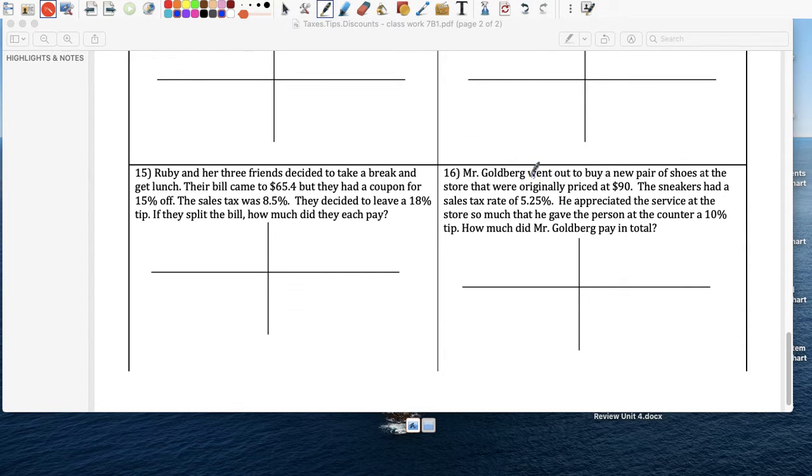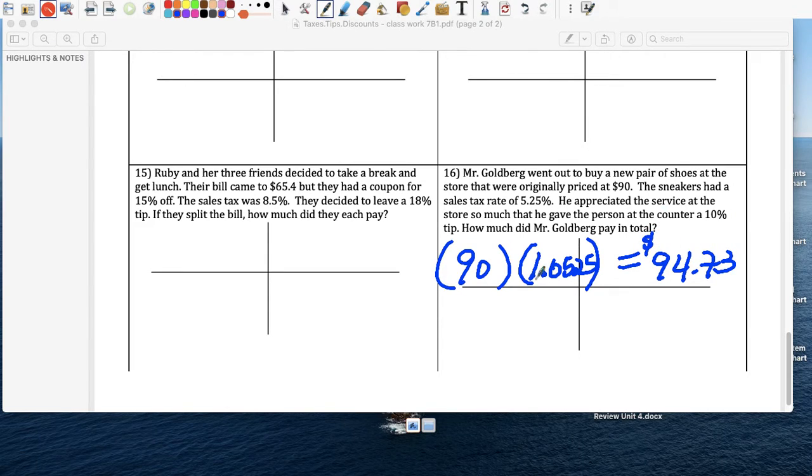Okay, Mr. Goldberg goes out to buy shoes. The shoes are $90. The sneakers have a sales tax of 5.25%, and we're tipping the person who helps us with the shoes 10%. Okay. So $90 is the shoe. Let's find out what the price of the shoe is with taxes. So we're going to multiply that by 1.0525. So 90 times 1.0525 equals $94.73 rounded. So that's the price of my shoes with tax.